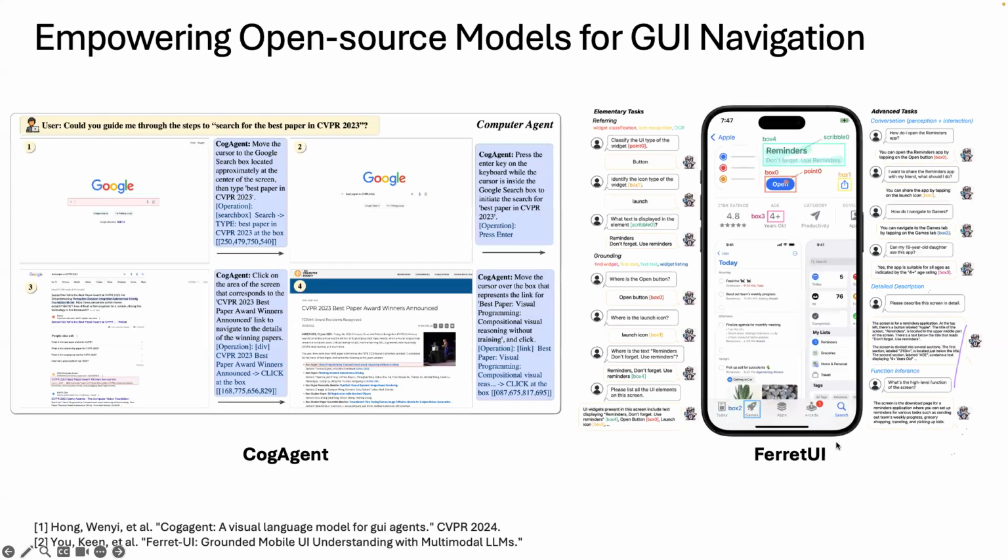So to empower open source models for GUI navigation, we have two routes. The first, most common approach is to enable it with grounding capability on the UI interface. For example, training a model like CogAgent or Ferret-UI that can ground a referring expression in the screen.